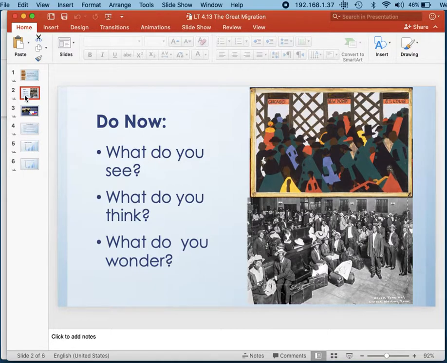So the question is, you're looking at two pictures here. Okay, you have a painting on top, and then you have an actual photograph on the bottom, which looks like a lot of African Americans at some kind of station. So you're going to perform the what I see, what I think, and what I wonder. Okay, so what do you see between these two pictures? What do you think is happening between these two pictures? And what do you wonder?